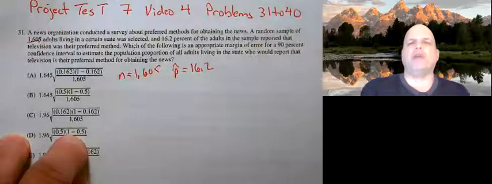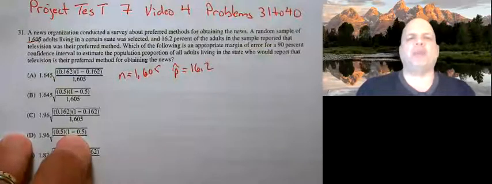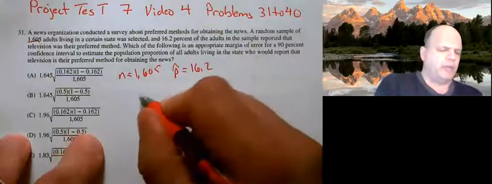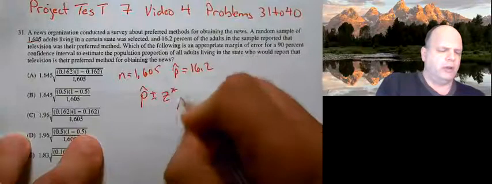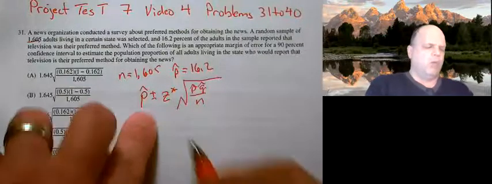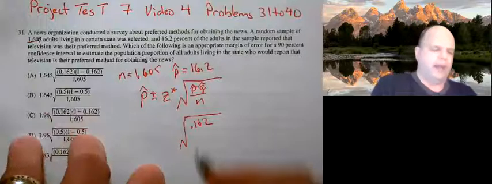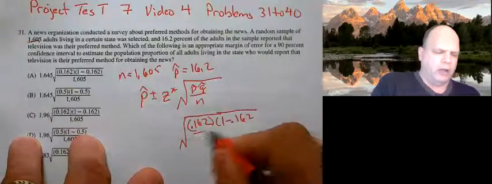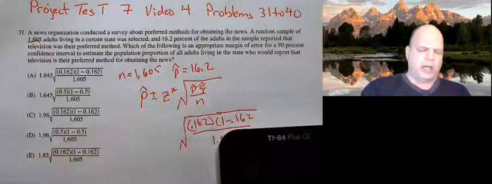Which of the following is an appropriate margin of error for a 90% confidence interval to estimate the population proportion of all adults living in the state who would report that television is their preferred method? So first off, let's write the formula for the confidence interval. So P hat plus or minus Z star times the square root of P hat, Q hat, over n. All right, so we know that P hat is going to be 0.162. Q hat is 1 minus 0.162. We know our sample size is 1,645.